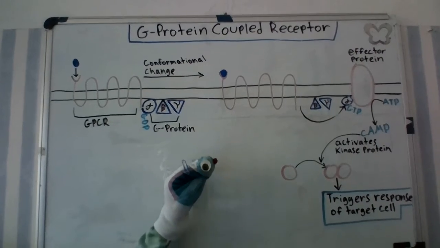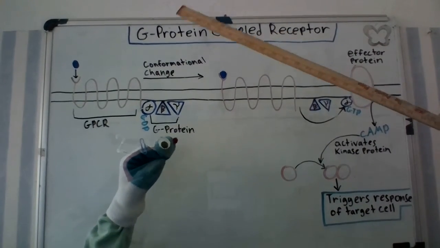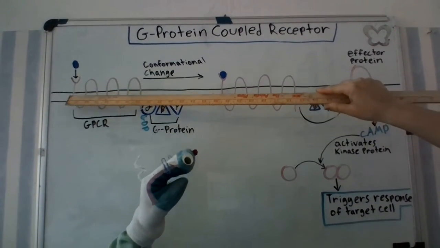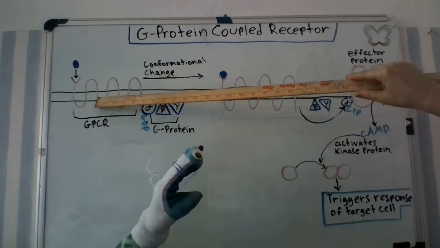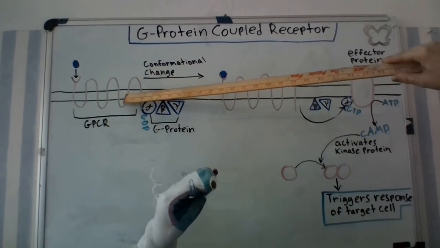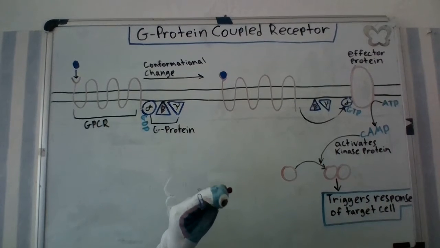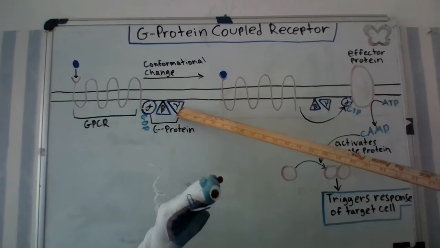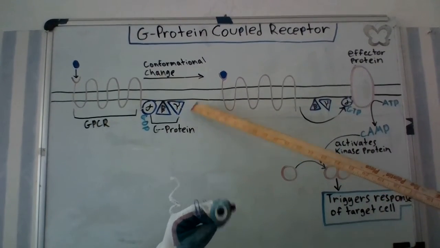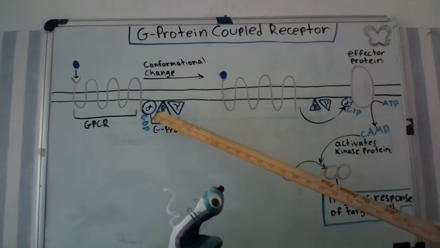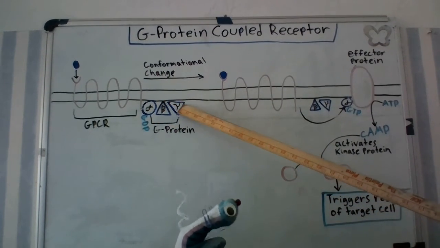Anyways, the receptor has 7 components made of 7 transmembrane alpha helices. 1, 2, 3, 4, 5, 6, well, you get the idea. And this is the G protein that is coupled with it. The G protein has 3 parts, the alpha, the beta, and the gamma.